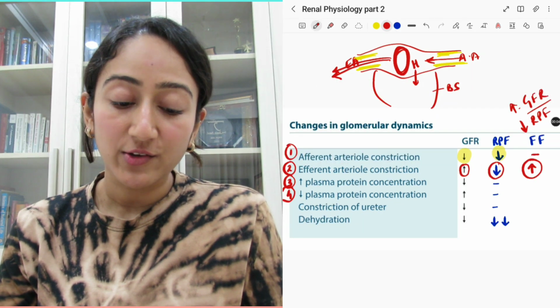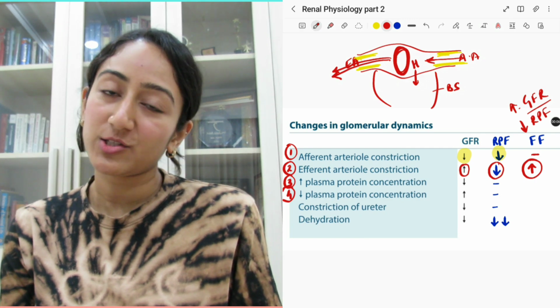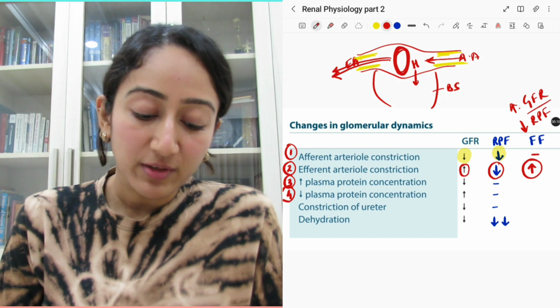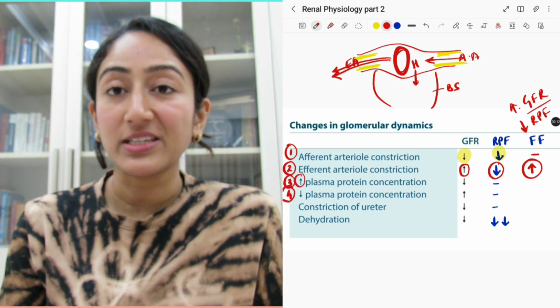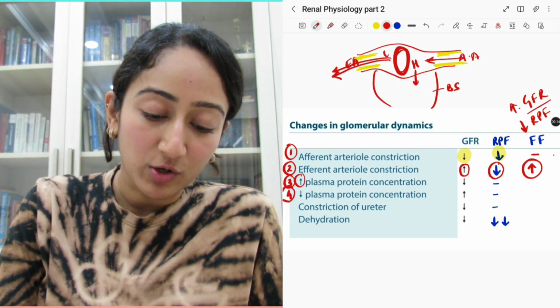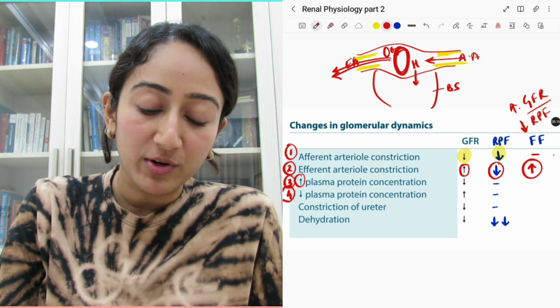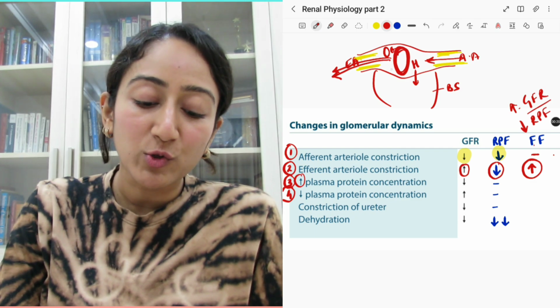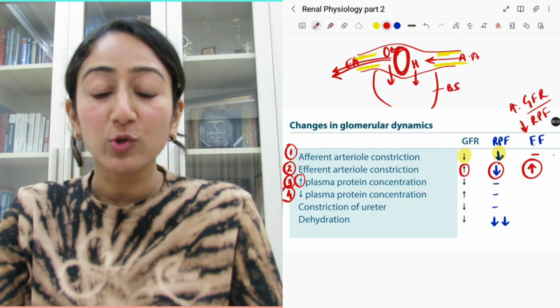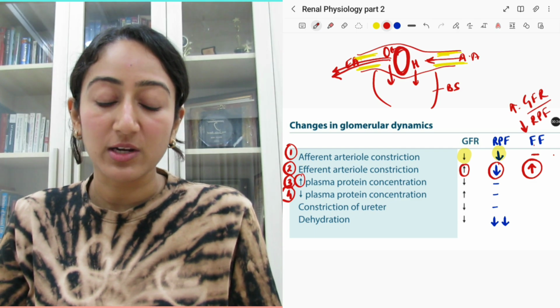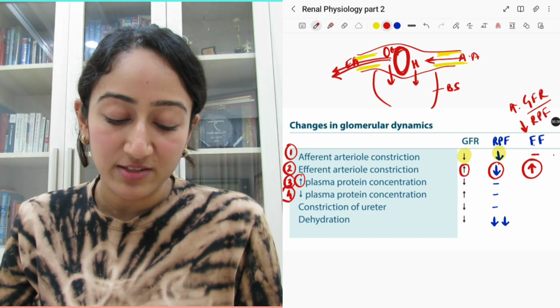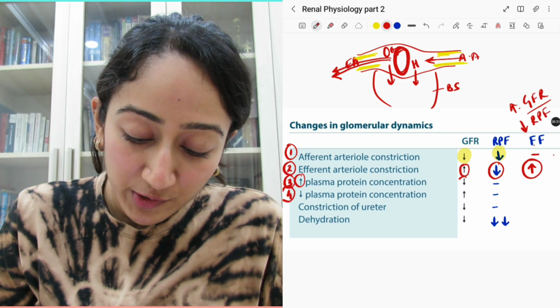Third and fourth scenarios are going to be quite easy if you understood the concept about oncotic and hydrostatic pressure. So if the plasma protein concentration increases, right? So here, this is the oncotic pressure of your glomerular capillaries. Indirectly, if your plasma protein increases, then there's going to be less filtration, because the plasma proteins will want to keep the plasma to themselves. So ultimately your GFR is going to decrease.